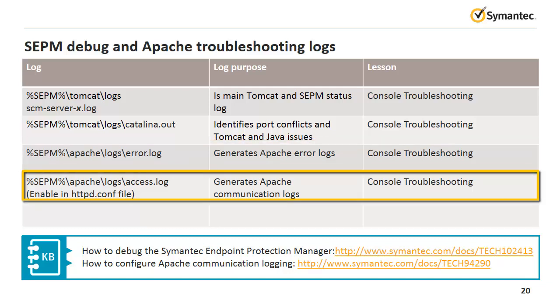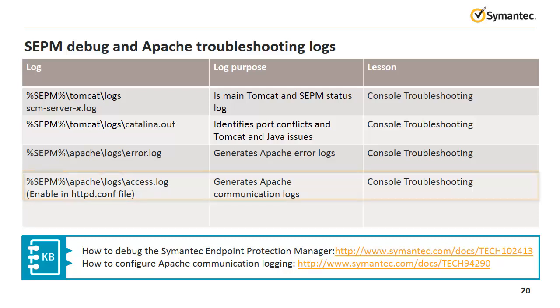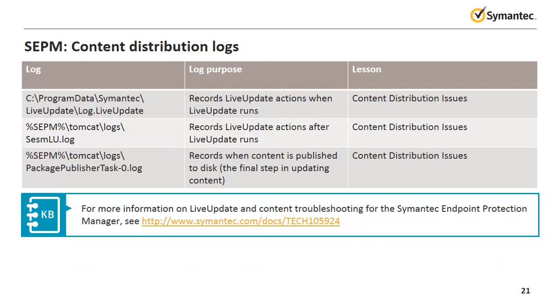Access.log records client to SEPM communication and other requests. For more information on how to debug SEPM in Apache, reference the KB articles on the screen. If you're troubleshooting a content distribution issue on the SEPM, there are 3 logs that you can reference.